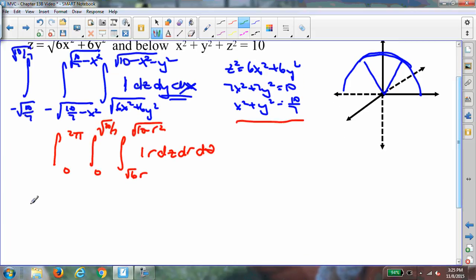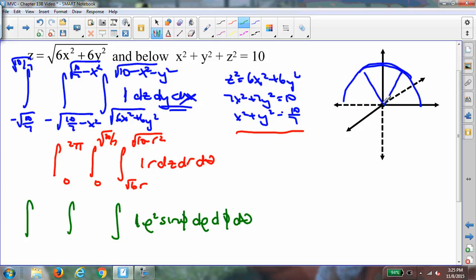So in spherical, we're going to have 1, again for the integrand. Conversion is rho squared sine phi, d rho, d phi, d theta. Okay. So rho is the radius, starting from the origin, going out radially. So it starts from the origin, and then the outer radial surface is the sphere, which has a radius of square root of 10, because x squared plus y squared plus z squared equals 10. It's the same as rho squared equals 10, so rho equals square root of 10.